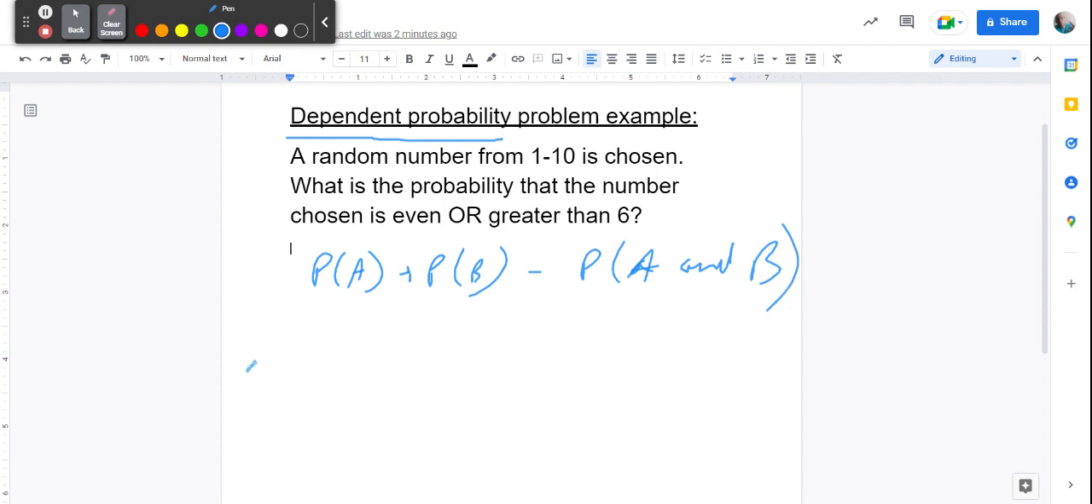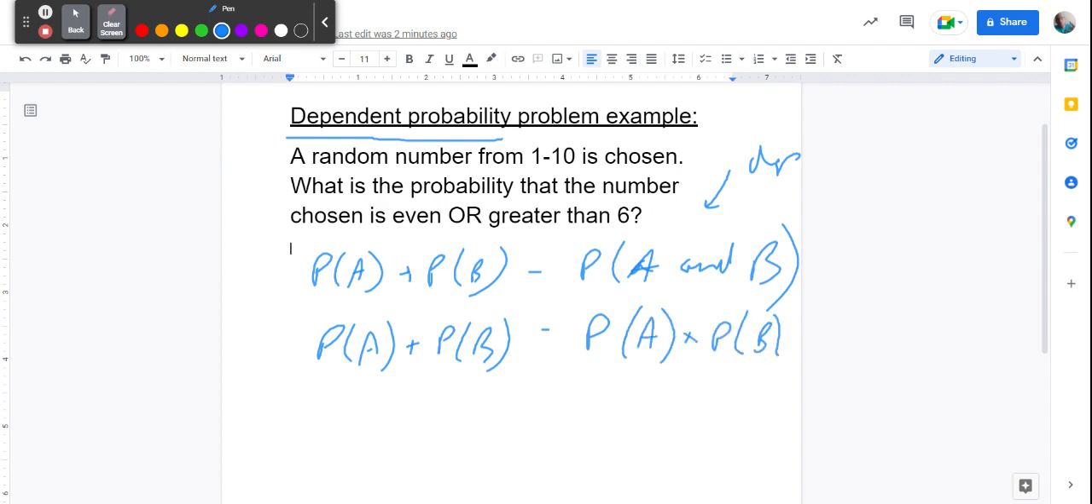Now we've got to take this one step further, okay? Because since it's dependent, the probability of A and B is going to be the probability of A times the probability of B given A. All right, and so we will take a look at this and see what this means. It really shouldn't be too complicated, and again, I'll draw it up for you guys as well.